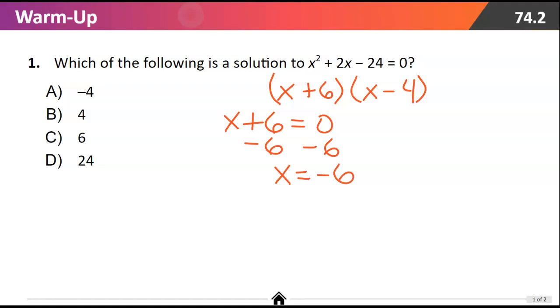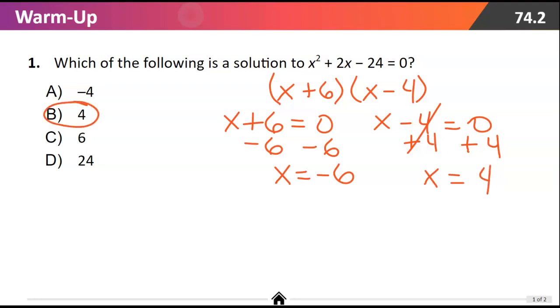We look at our answer choices, that's not one of them. So now we've got to look at our x minus 4. Set that equal to 0. Add 4 to both sides. That's going to zero out the negative 4, and that's going to be x is equal to 4. Now we have a solution of x equals 4, which is B.